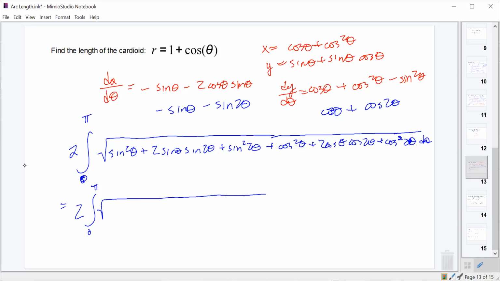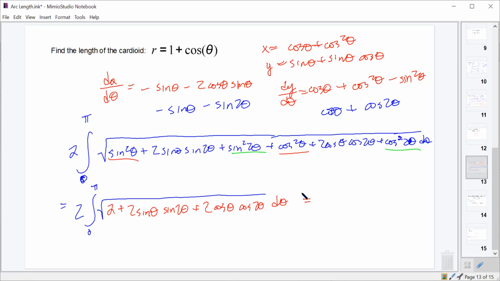We got a sine squared and a cosine squared. That's going to equal 1. And we've got a sine squared 2 theta and a cosine squared 2 theta. That's going to equal 1. So we're going to have a 2 there. And so we'll have an integral of 2 plus this 2 sine theta sine 2 theta, and then plus this 2 cosine theta cosine 2 theta, d theta. And that's not looking real nice to evaluate by hand. So we'll just let our calculator figure that one out for us.